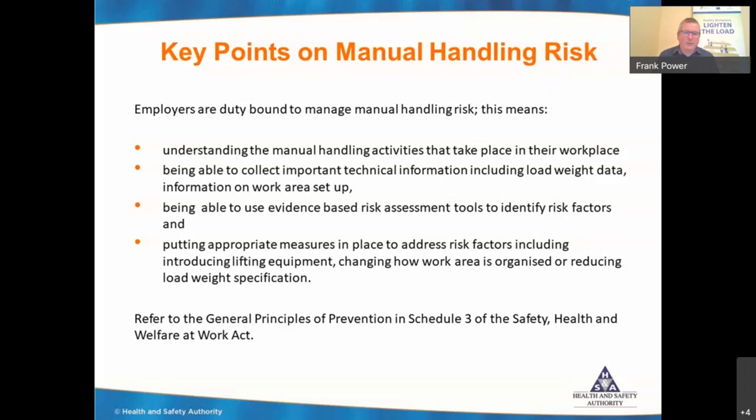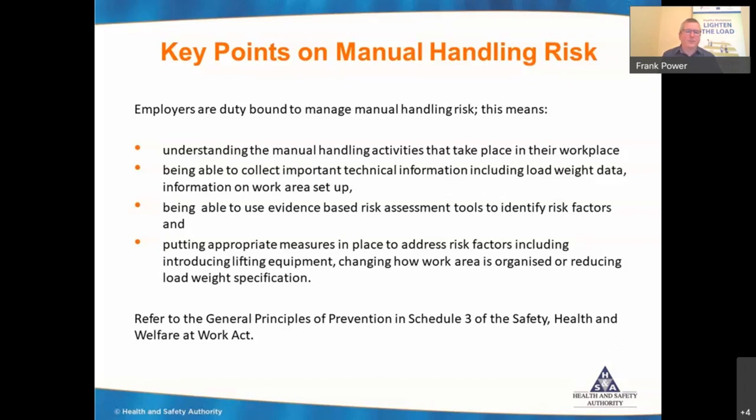So what I think is a very useful key performance indicator is to be able to determine what your risk exposures are. And the tools you're going to be looking at today, particularly the MAC tool, are very useful because there are score sheets that you use as part of these risk assessment tools, which will identify where the risk exposures are. So based on that, you can have a fair idea of what the risk exposures are for different types of manual handling activities taking place in your workplace.